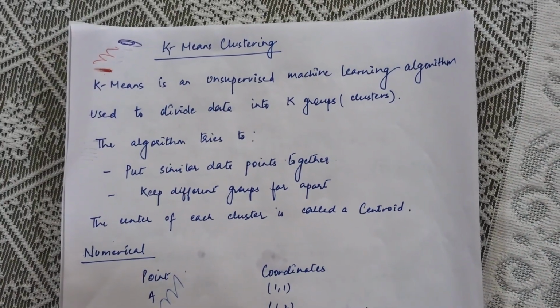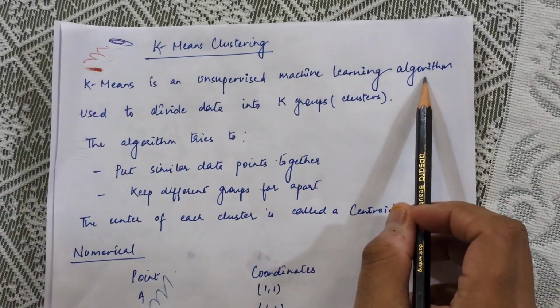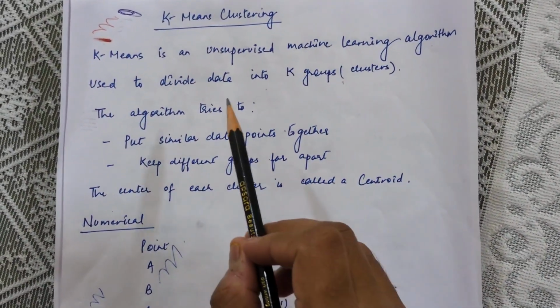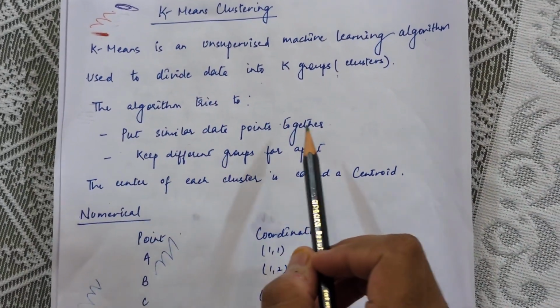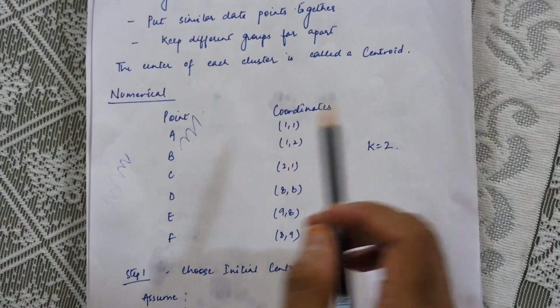So in this video I'll be talking about k-means clustering. K-means clustering is an unsupervised machine learning algorithm which is used to divide data into k groups. The algorithm essentially is used to put similar data points together. So let's see how this question will be asked in the exams.